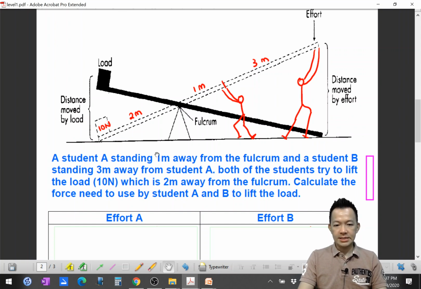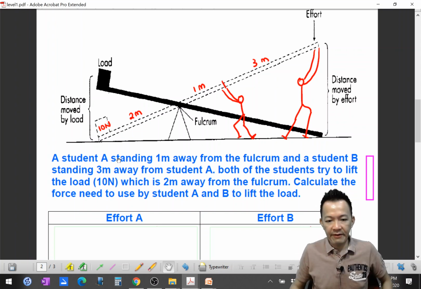Next, the next question. Okay, the question continues. A student A is standing 1 meter away from the fulcrum. All the red color they don't actually give, they just give this diagram only. 这是我自己加上去的.